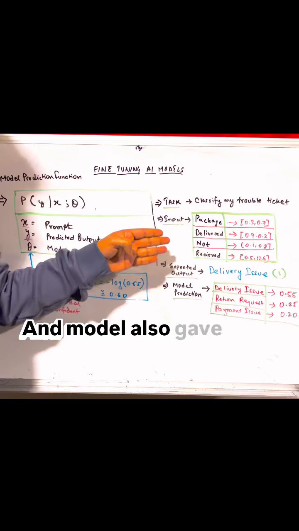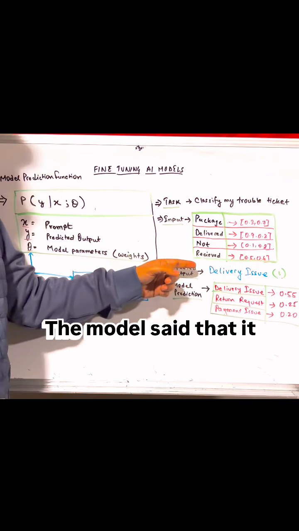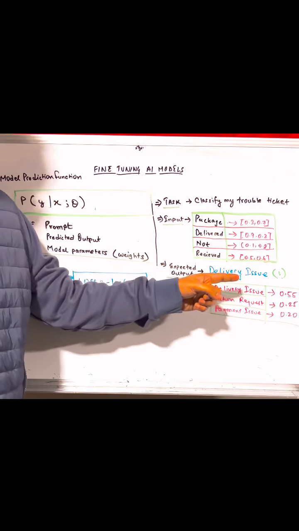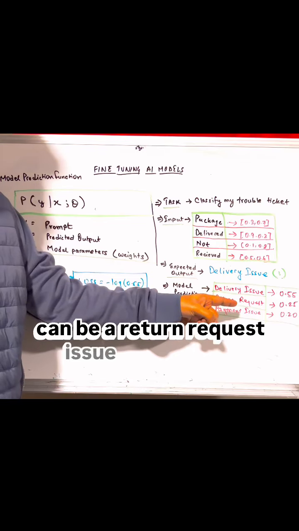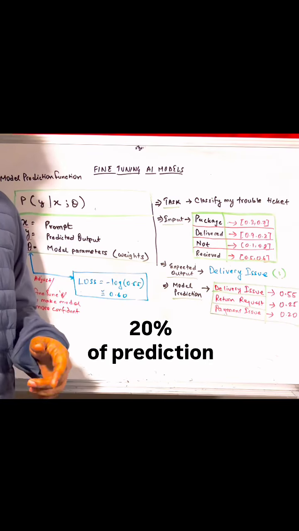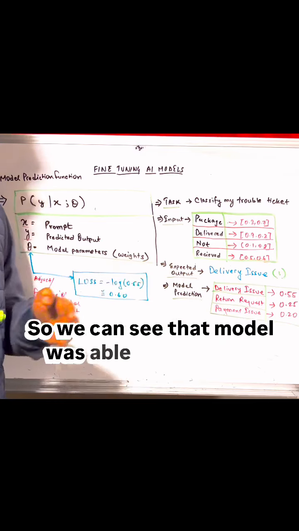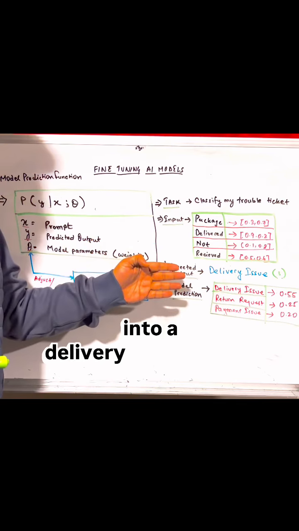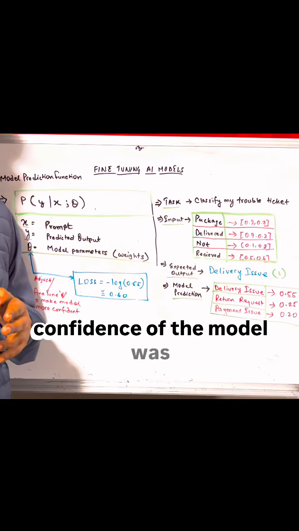And the model also gave some prediction. The model said that it can be a delivery issue with 55% probability, a return request issue with 25%, and a payment issue with 20%, right? So we can see that the model was able to classify it as a delivery issue, but the confidence of the model was not very high.